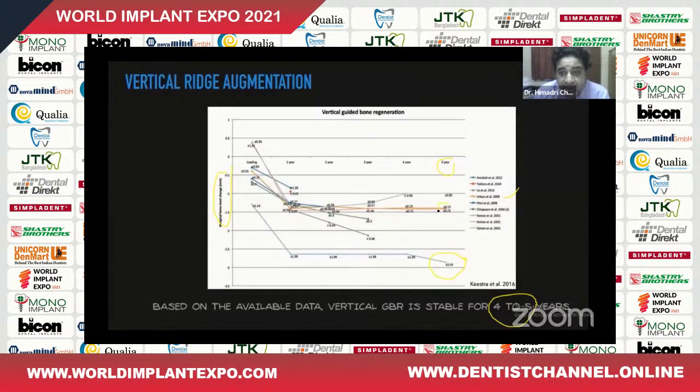That's what you see. How is Van Arben? How much change? Only 1.73 millimeters of change. But for most of the other people, in 3 to 4 years' time, there's a loss of tissue. But still, it works.